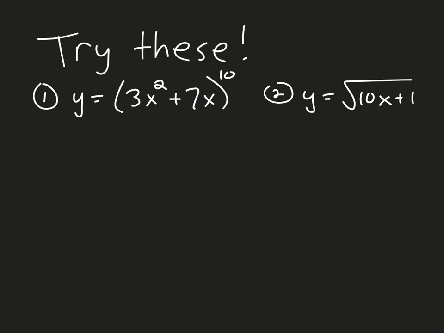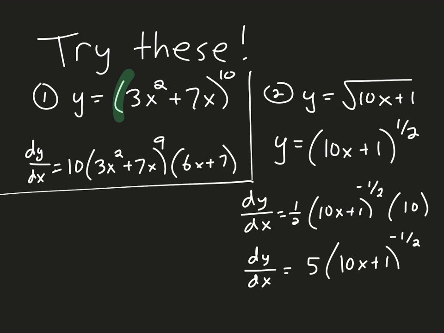All right, so let's take a look at our answers here. For the first one, the outer part is something getting raised to the 10th power. I'm going to bring the 10 down, decrease the power by 1, leave the inside the same. The inside part is my 3x squared plus 7x. Then I multiply by the derivative of 3x squared plus 7x. Boom, done, chain rule, piece of cake.